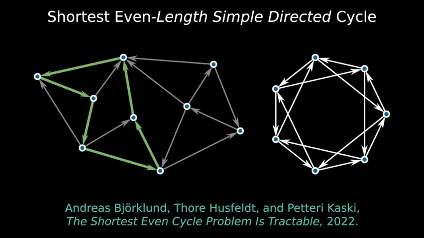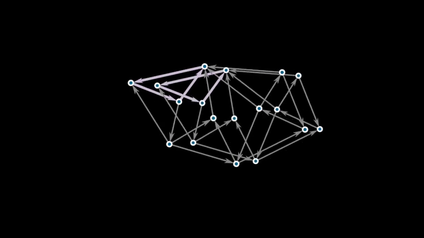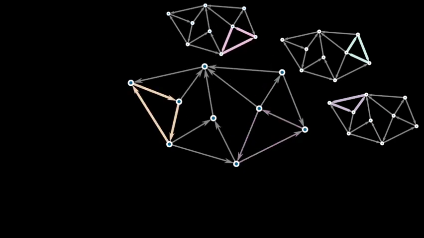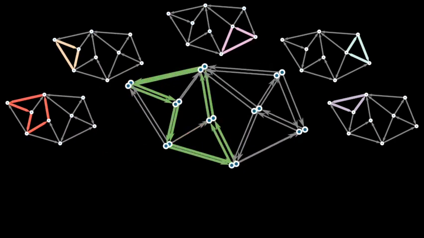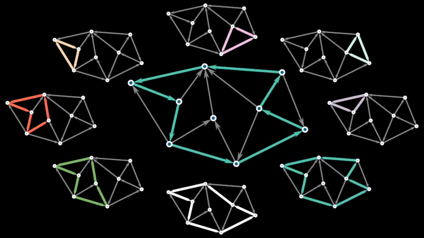Just to make sure we agree what the problem is, our example graph contains 8 different cycles. 4 have length 3, there's none of length 4, but there are cycles of length 5, 6, 7, and 8. An even cycle is a cycle of length, say, 6 or 8, so an even number of edges. And the shortest even cycle, the one we're looking for, has length 6.